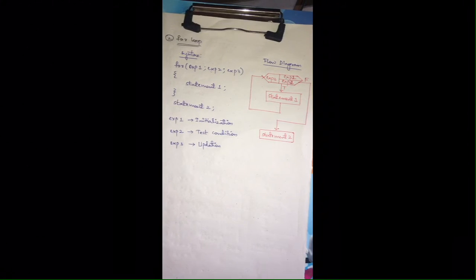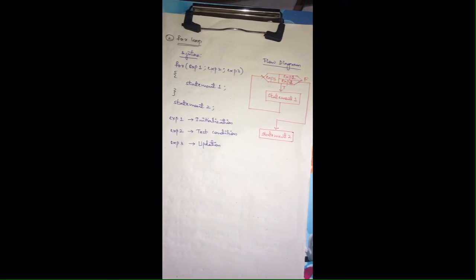Hello everyone. So now we will see what is for loop. For loop is another entry control loop. So what is an entry control loop here? An entry control loop is one where the test condition is checked at the entry point of the loop. Okay, so we'll see the syntax of for loop.